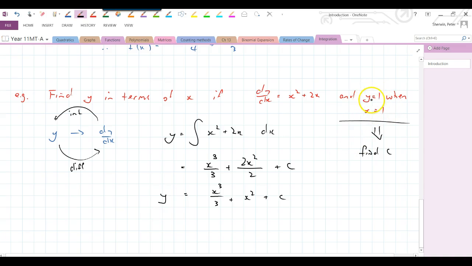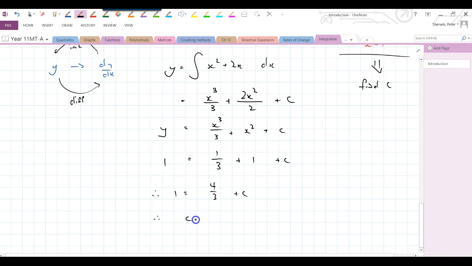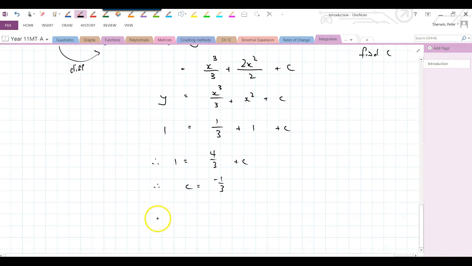So y equals 1 when x is equal to 1. So x equals 1 over 3 plus x is equal to 1 here. 1 squared is 1 plus c. Okay, I've got some work to do. 1 is equal to 1 1/3 or 4/3 plus c. So c must be equal to minus 1/3. Does that make sense? 1 minus 4/3, or 4/3 minus 1/3 is 1. So therefore, y is equal to x cubed over 3 plus x squared minus 1 over 3.